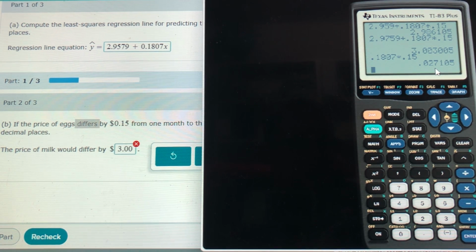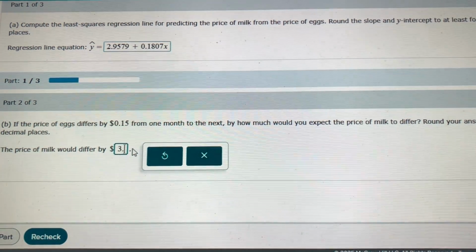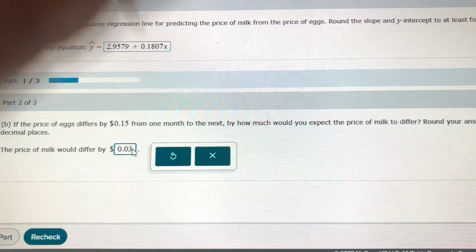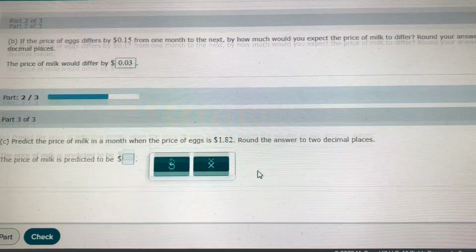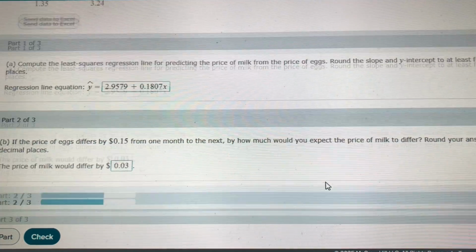And the reason you only use slope is rise over run, and that's where the change is actually happening. The y-intercept is where it's just a starting point, but then the slope is what it's changing by. So that's what that word differs was trying to infer, is that you just want to work with the slope only for that one. So if eggs go up 15 cents, I would expect milk to go up 3 cents. See, there it was right.